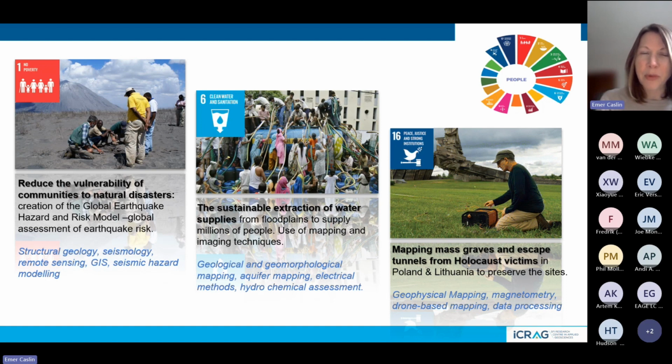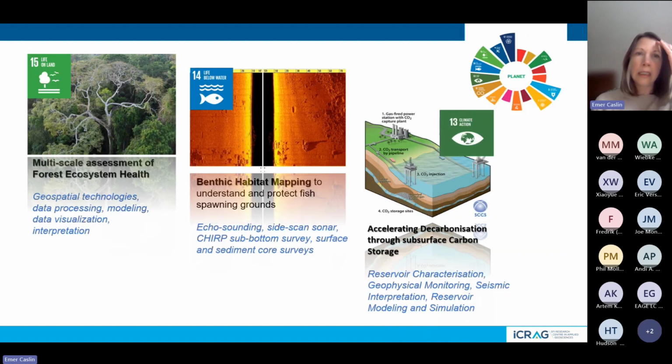For SDG 16 around peace and prosperity, a really interesting example I'd heard of before through the SEG was mapping mass graves and escape tunnels. So using geophysical mapping, magnetometry and drone-based mapping to map mass graves and escape tunnels from the Holocaust victims in Poland and Lithuania. We really wanted to show the broad application of one particular discipline, geoscience, and how tools can be repurposed and reused for various different objectives.